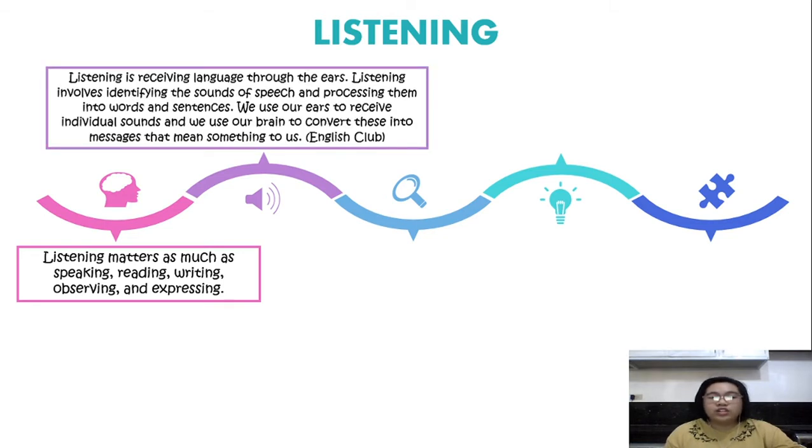Next, according to English Club, listening is receiving language through the ears. It involves identifying the sounds of speech and processing them into words and sentences. We use our ears to receive individual sounds, and we use our brain to convert these into messages that mean something to us. So listening means hearing and understanding what we have heard. It entails identifying the sounds such as letters, stress, rhythm, and pauses. We use these to process them into words and phrases to make meaning or messages.